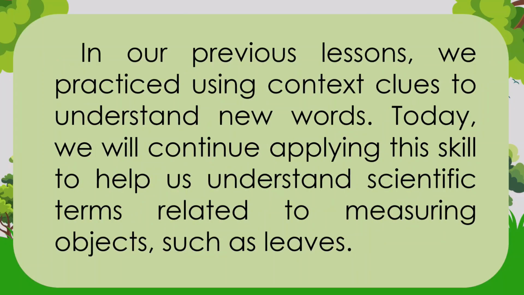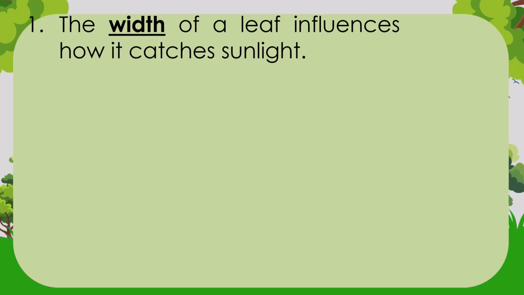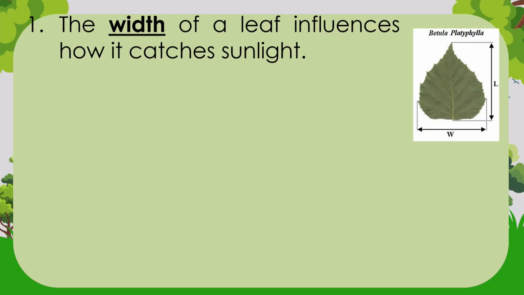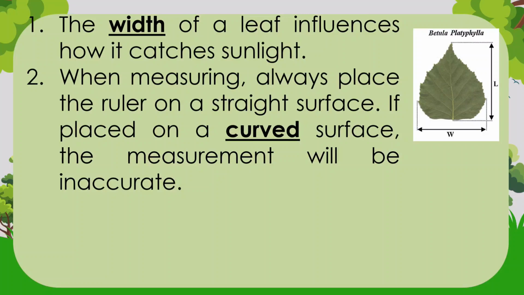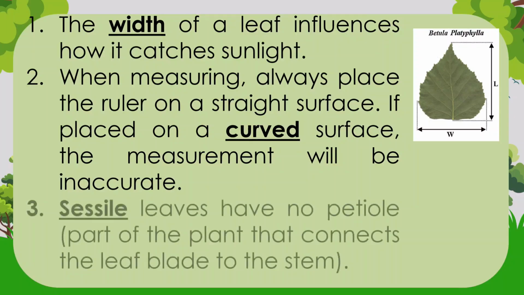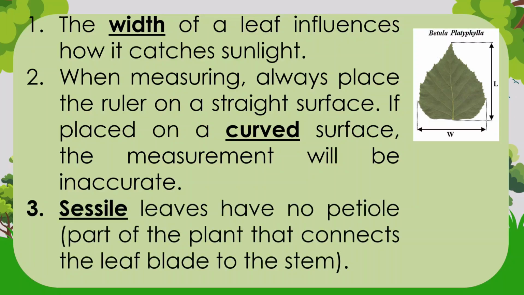In our previous lessons, we practiced using context clues to understand new words. Today, we will continue applying this skill to help us understand scientific terms related to measuring objects such as leaves. Number 1, the width of a leaf influences how it catches sunlight. Number 2, when measuring, always place the ruler on a straight surface. If placed on a curved surface, the measurement will be inaccurate. Number 3, sessile leaves have no petiole, or the part of the plant that connects the leaf blade to the stem.